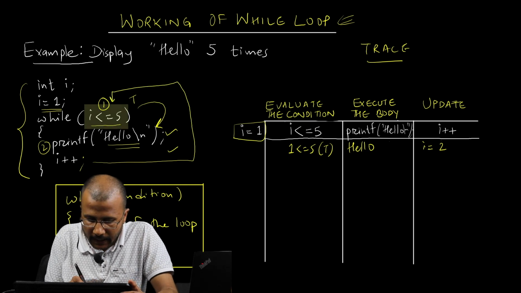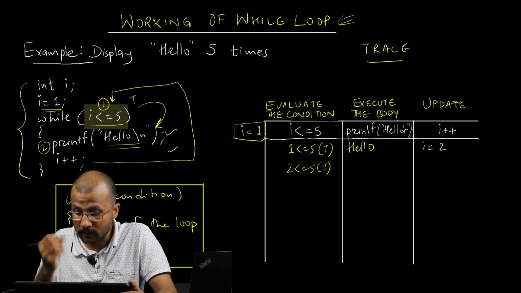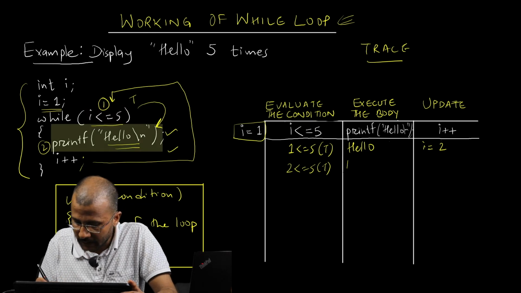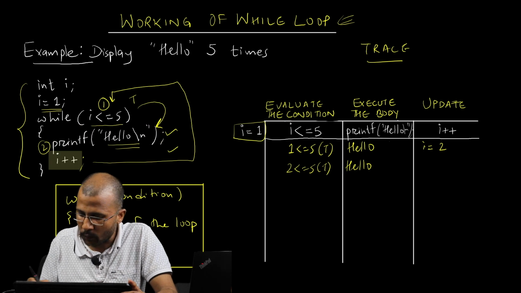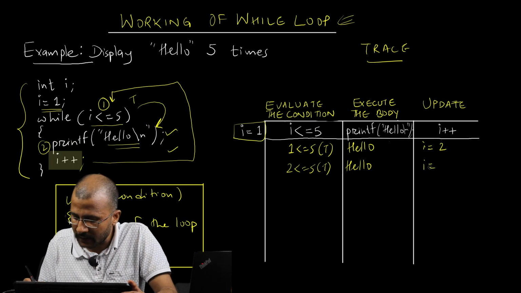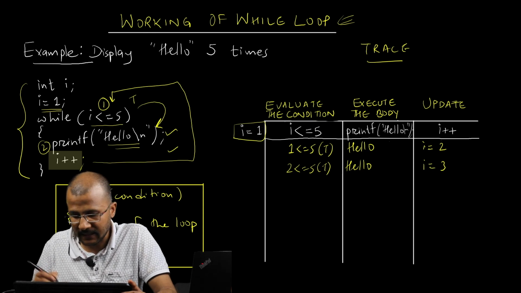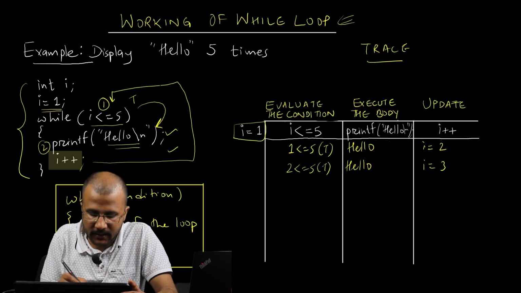Now we check the condition I less than equals to 5. I is 2, 2 less than equals to 5 is true. If 2 less than equals to 5 is true, it will go inside the body and execute the message hello. That means hello is displayed on the screen, and then I is incremented by 1. So now I gets updated to 3. It was 2 previously, now it becomes 3 because it is incremented by 1. Once this is incremented, it will go back and check the condition.